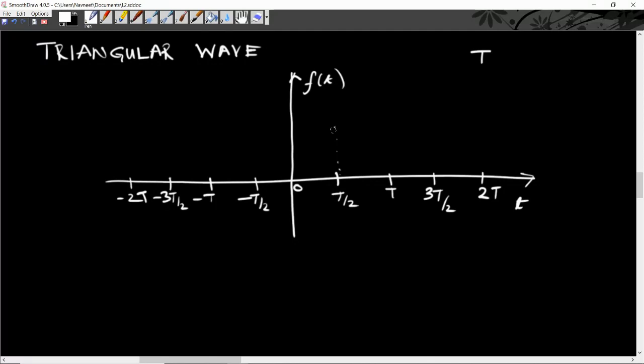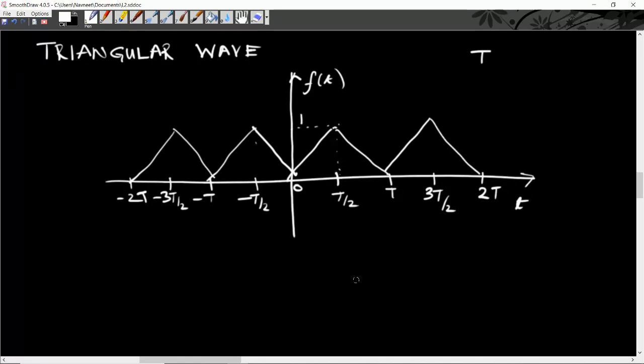So the maximum value that this function has is 1, and this function is represented by these two lines in the interval minus T by 2 to T by 2, and this pattern repeats with the time period T. So we have a triangular wave that looks like this. We are interested in representing this triangular wave in terms of the Fourier series.